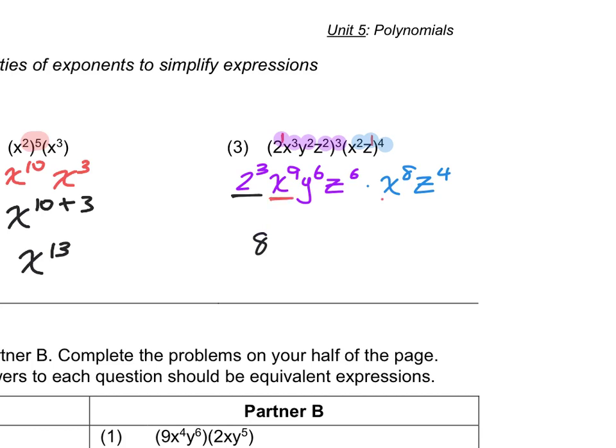We also have some common bases. So x to the 9th and x to the 8th, when you multiply those together, you get what? X to the 17th. There's nothing to pair with the y. There's only one factor involving y, so y to the 6th, just carry that right down. And then finally, we have a z to the 6th and a z to the 4th, which combine together to give me what? Z to the 10th, indeed.